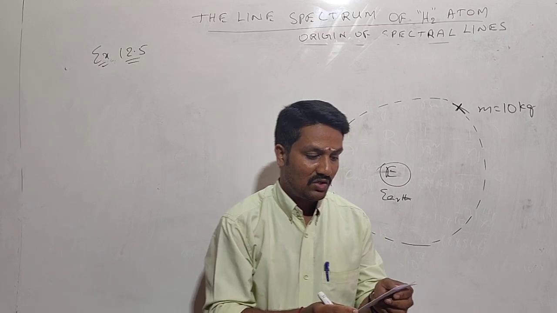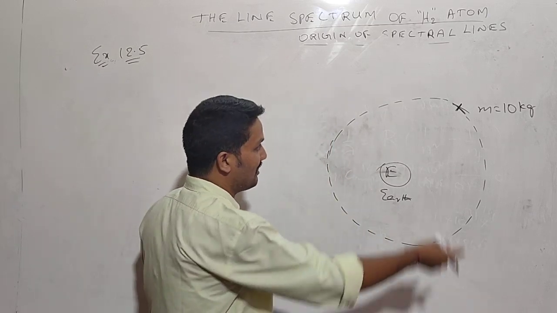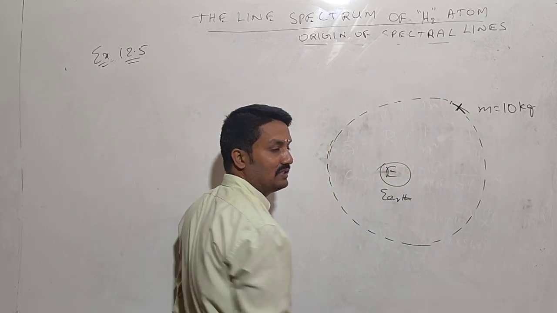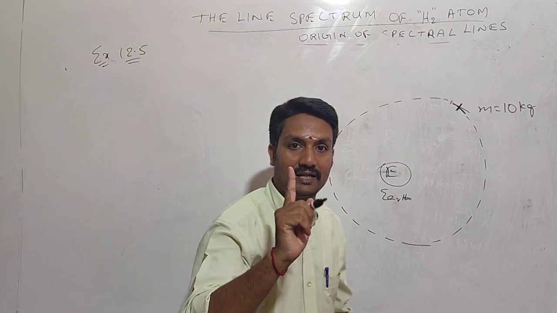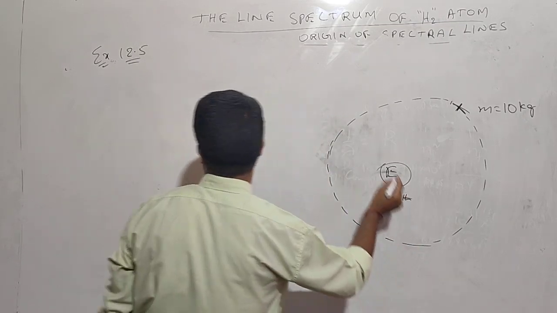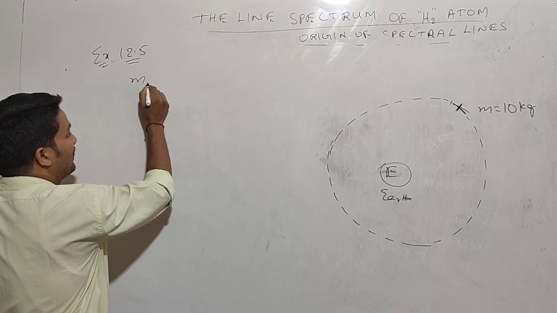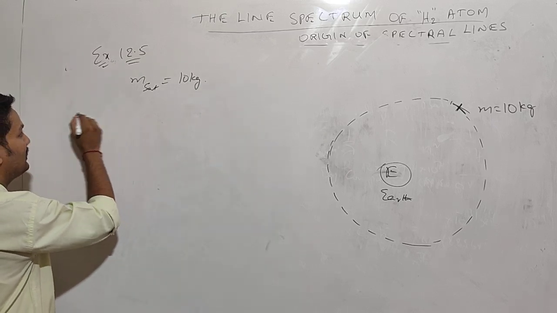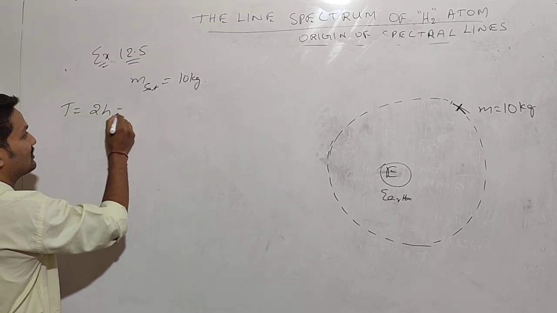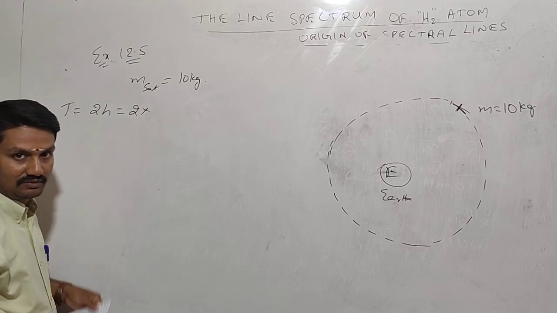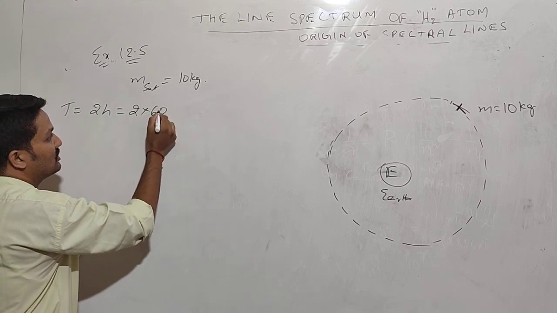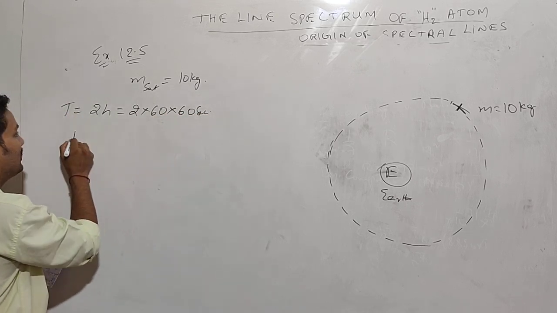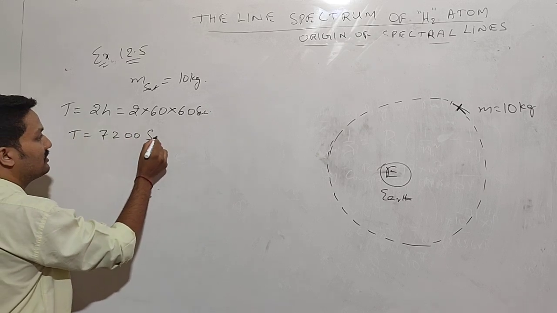Circles the Earth once every 2 hours. So once every 2 hours means one revolution, so the time period T is equal to 2 hours was given. The mass of the satellite was 10 kg, and the time period was given as 2 hours. Converting 2 hours into seconds: 2 hours means 60 minutes, and a minute means 60 seconds. Then T is equal to 7200 seconds.